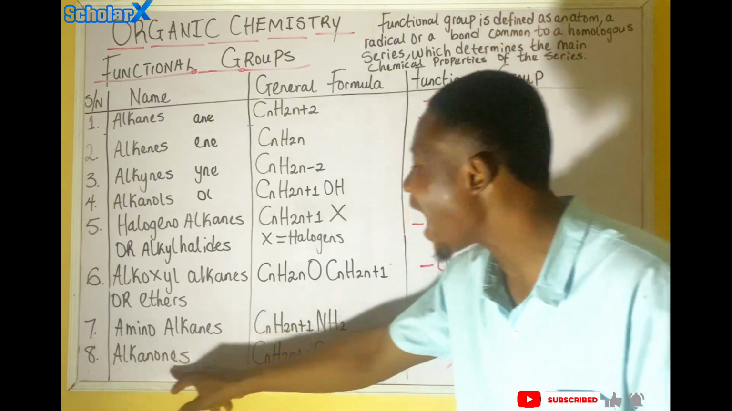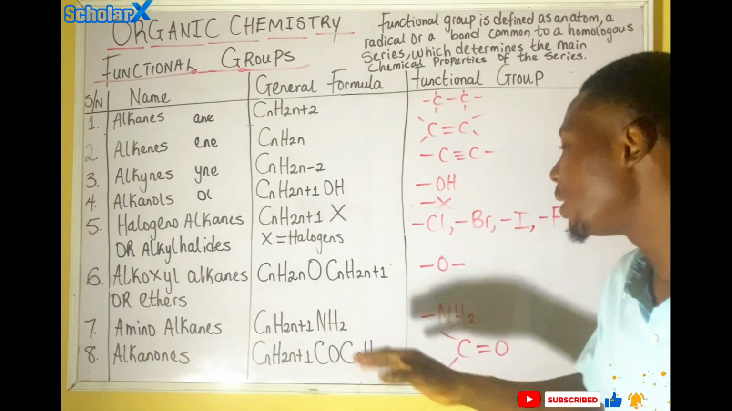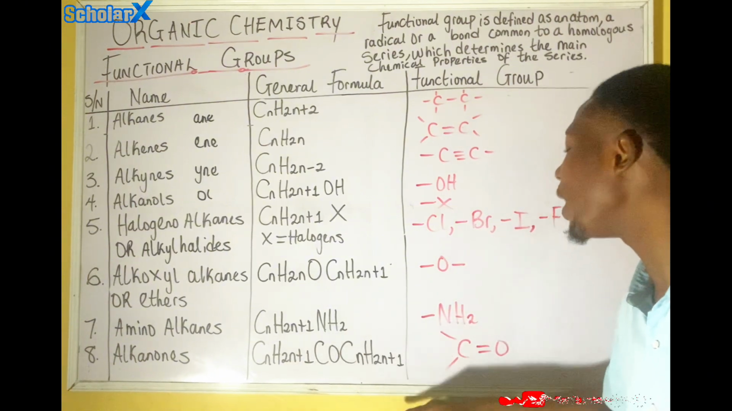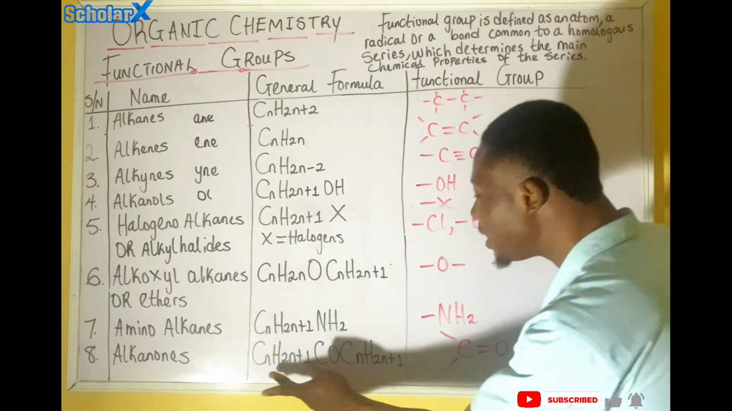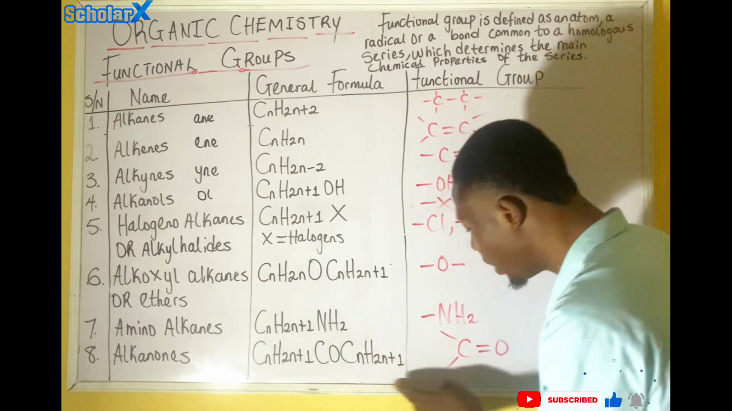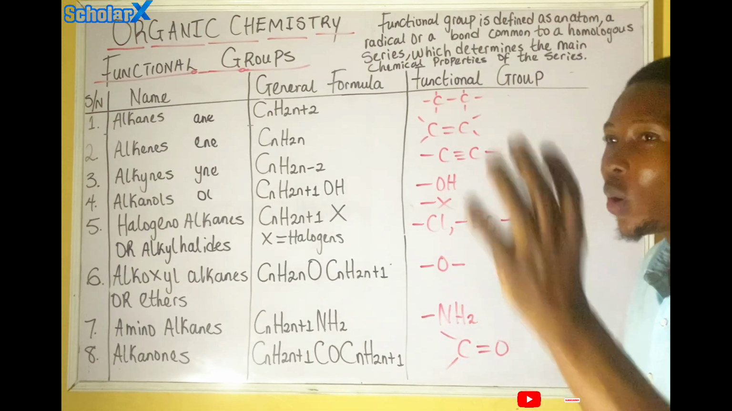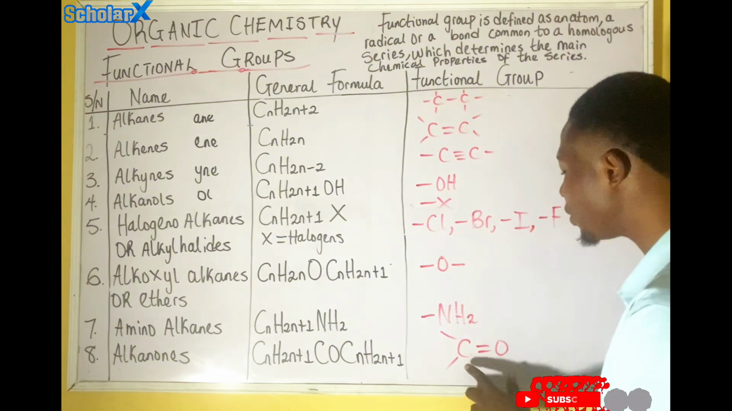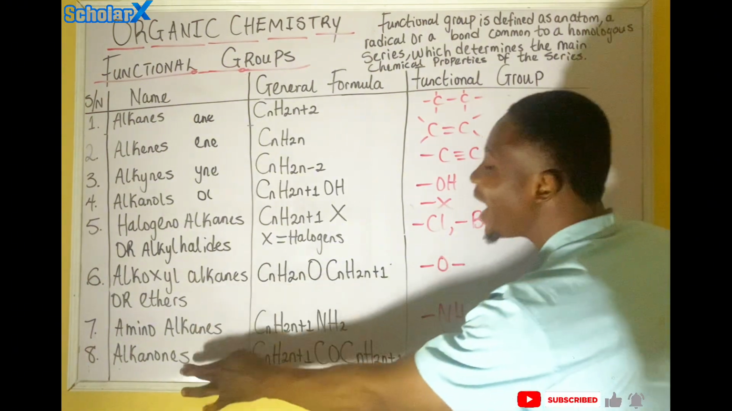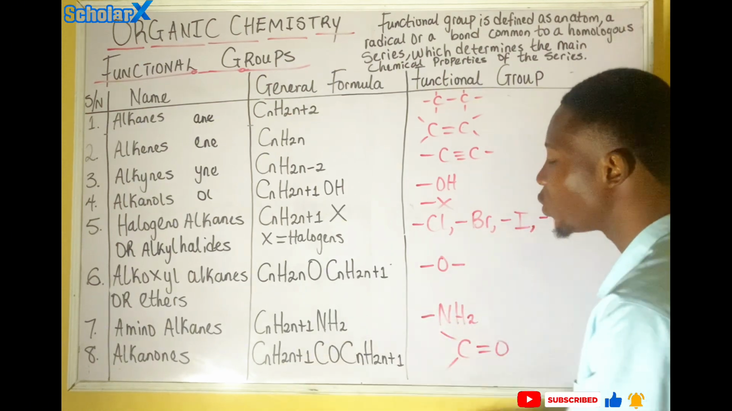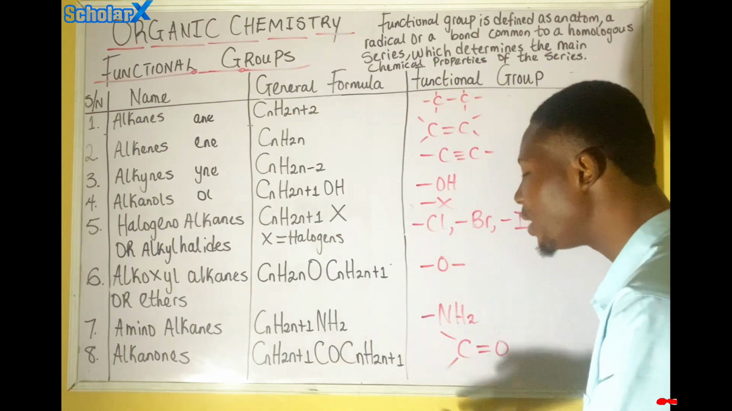Now let's talk about alkanones. For alkanones, the general formula is CnH2n+1 CO CnH2n+1. So when you see this, this is their general formula. When you see the structure of an organic compound having something like this, you know that they fall under the alkanones, and their general formula is CnH2n+1 CO CnH2n+1.